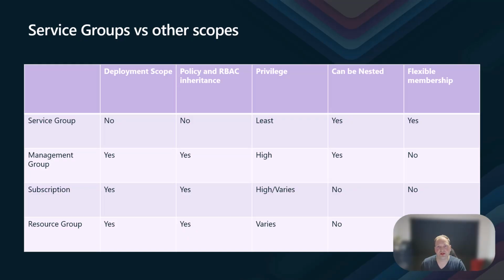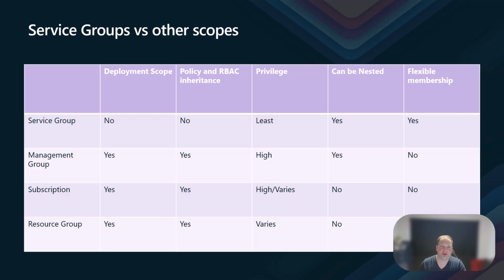So service groups are not a deployment boundary. They don't handle policy or RBAC inheritance, but they're designed for minimal privilege, and they can be nested and offer flexible membership. This means you can group together resources or resource groups, even subscriptions as needed, no matter how your environment is managed, automatically through rules. So groups and subscriptions can provide a deployment scope.